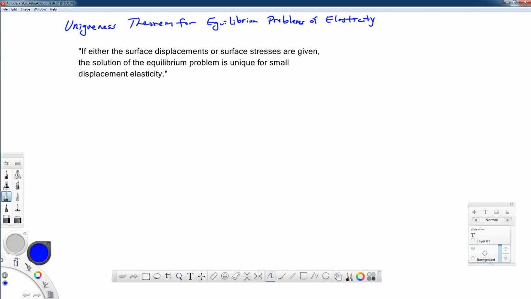In this lecture, we're going to talk a little bit about the uniqueness theorem for equilibrium problems of elasticity. Basically, what that means is we're going to be ensured a unique solution under certain conditions. So, I'll put this in quotes here. If either the surface displacements or surface stresses are given, the solution of the equilibrium problem is unique for small displacement elasticity.